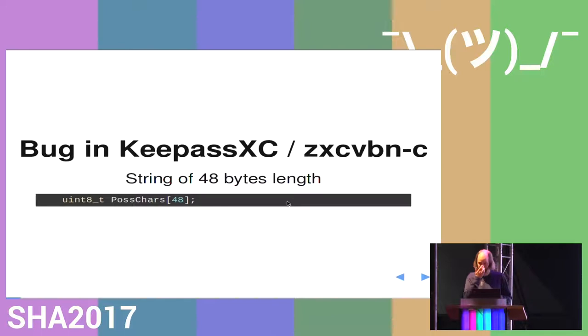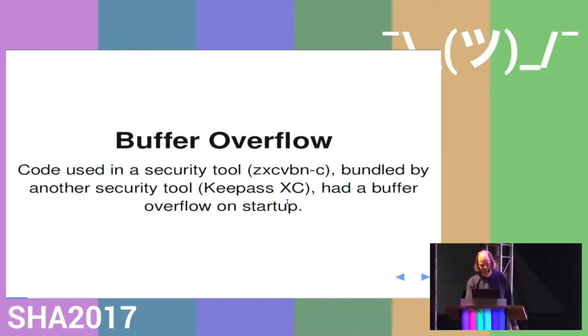This code was part of KeePass XC, as I said. It was executed when you started it, and it was copied over from a project called ZXCVBN-C. This is an algorithm to judge the quality of a password. It's been ported to various languages, and this is the C version of it. So the situation we have here is a buffer overflow, which gets triggered right at the start of an application. It comes from a security tool, and then it gets copied over to the code of another security tool. So that's a bit worrying.